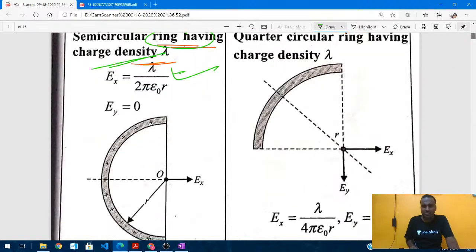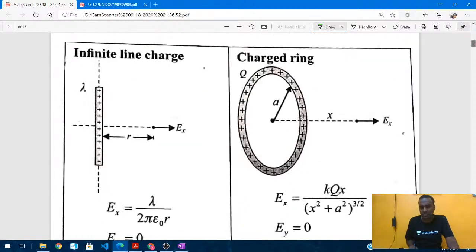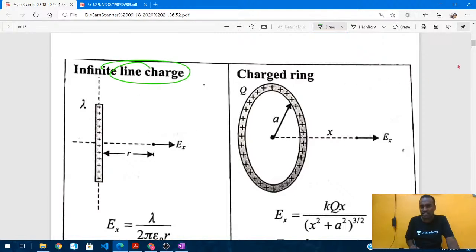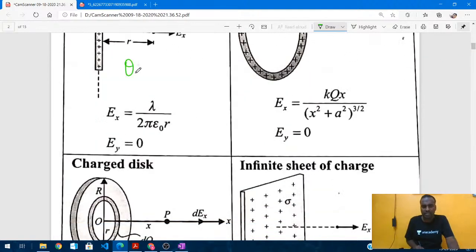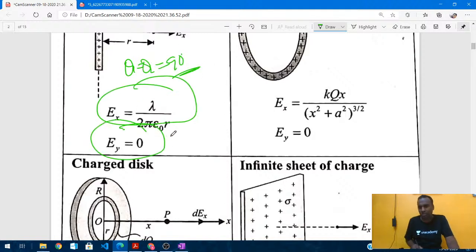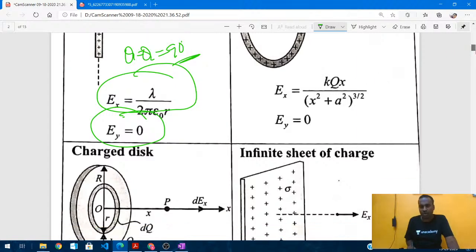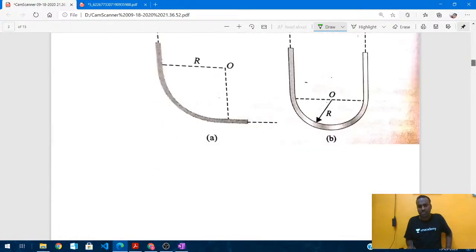So your electric field due to the semicircular ring is lambda by 2 pi epsilon naught r along the x-axis, and along the y-axis, if we consider, students, the y component is 0. For a quarter circle, same funda: parallelly away, perpendicularly away. Like this analysis, it comes to lambda by 4 pi epsilon naught r. As I told you just now, for an infinite line charge, if we substitute theta 1 and theta 2 as 90, we get the x component as well as the y component. Now I choose one problem, students, after that I'll come to this explanation.